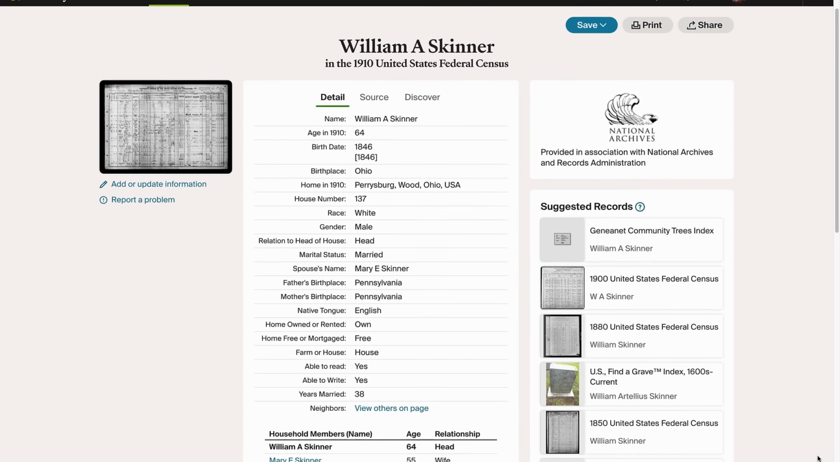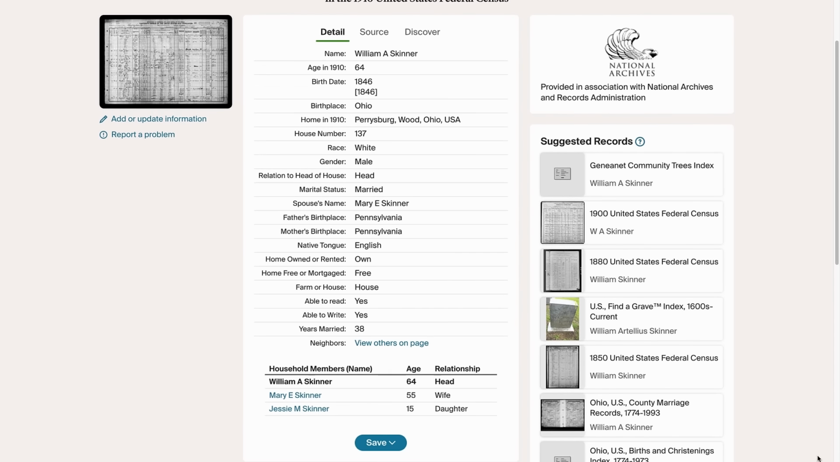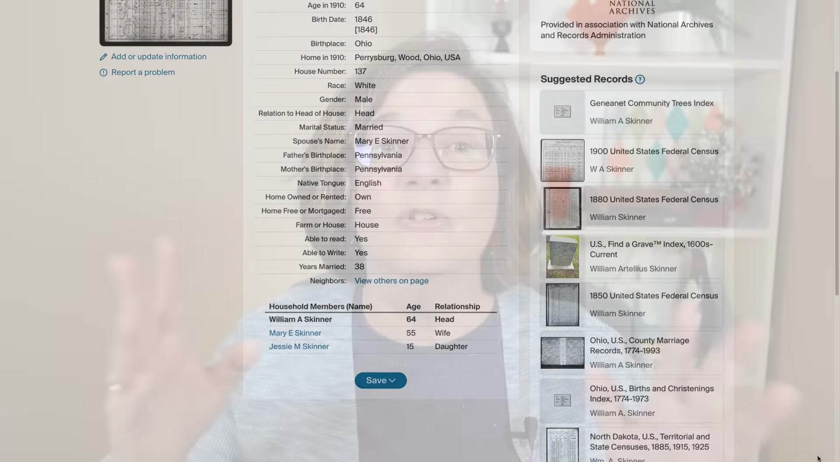The problem is that if you just go through the suggested records thinking that, oh, all of these must pertain to this William Skinner, and just start attaching them to your tree, well, those records that really don't pertain to your William Skinner, everything is going to start becoming a mess. You could end up attaching the wrong parents, you could attach the wrong spouse, you could have him being born or dying in a completely different place and time.